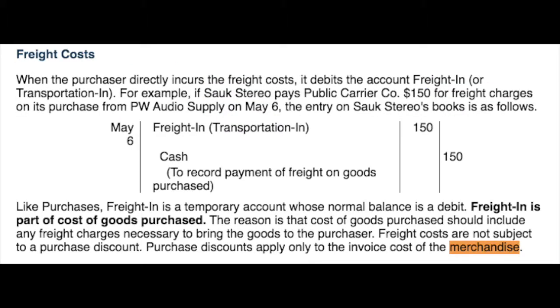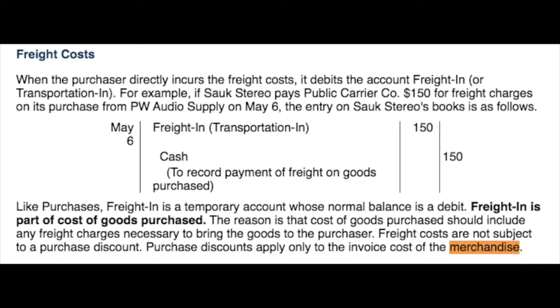Now let's talk about the freight costs. So the buyer pays for the freight. When the purchaser directly incurs the freight costs, it debits the account freight in or transportation in. So for example, down below right here, if Sauk Stereo pays a public carrier company $150 for freight charges on its purchases from PW Audio Supply on May 6th, the entry on Sauk Stereo's books is as follows. So as you can see, we have May 6th on the side, we have our numbers all on the correct side, so we need them on.